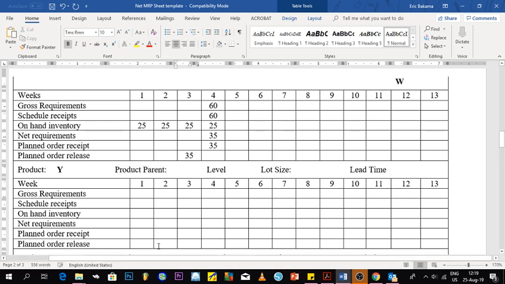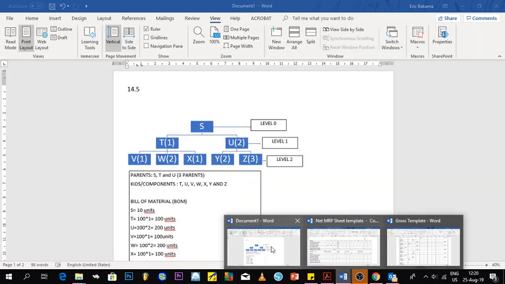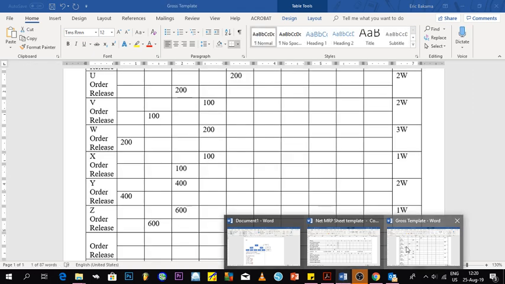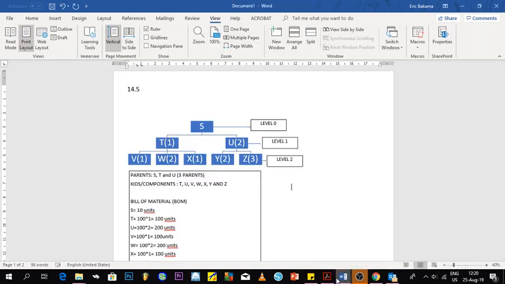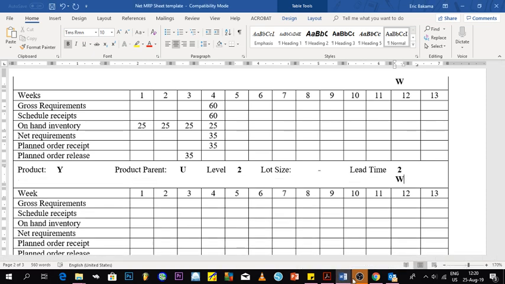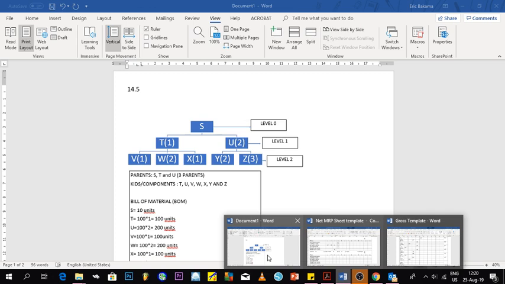Product parent is U. Which level? Level 2. Lot size is empty. Then we look at Y. The lead time is 2 weeks. So the lead time in this case is 2 weeks. Then they say that for us to get one U, we need two Y's.